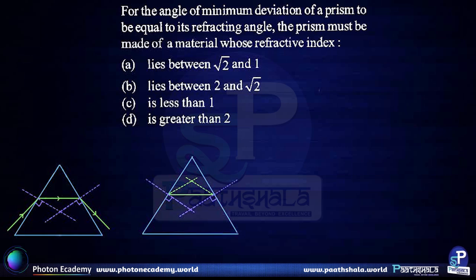For the angle of minimum deviation of a prism to be equal to its refracting angle, the prism must be made of a material whose refractive index lies within which of the following intervals.